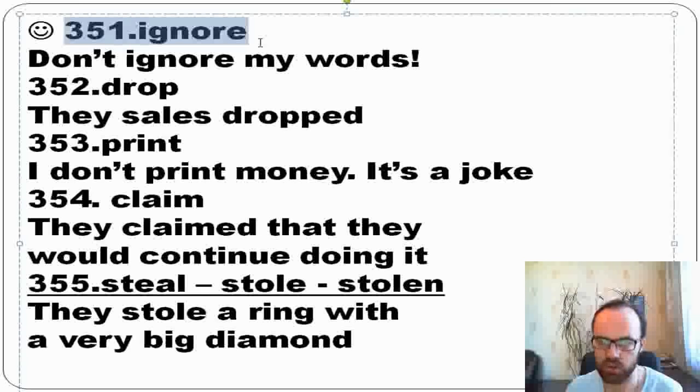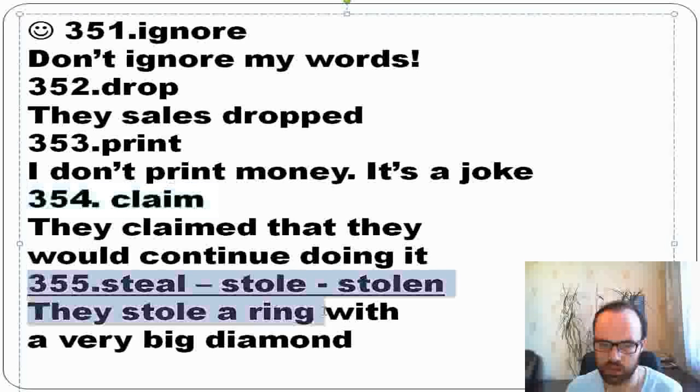Ignore. Don't ignore my words. Drop. Their sales dropped. Print. I don't print money. It's a joke. Claim. They claimed that they would continue doing it. Steal, stole, stolen. They stole a ring with a very big diamond.